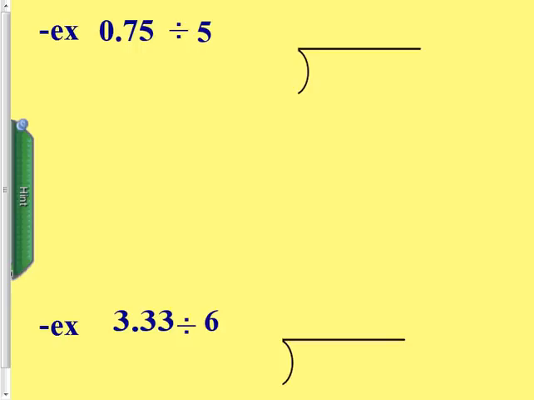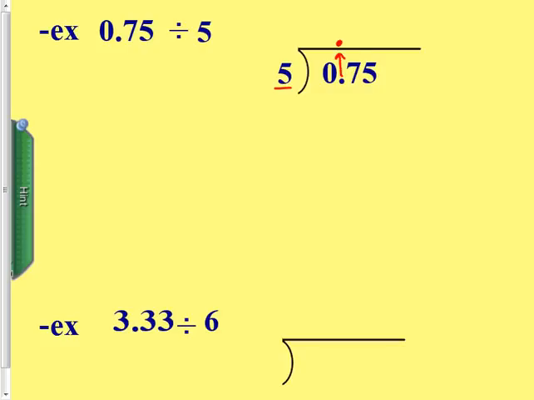The first problem, 75 hundredths divided by 5. 75 hundredths goes in the house, 5 goes outside of the house. And I'm ready to divide because guess what? My divisor is already a whole number. It's 5. That's a whole number. So my decimal comes straight up.